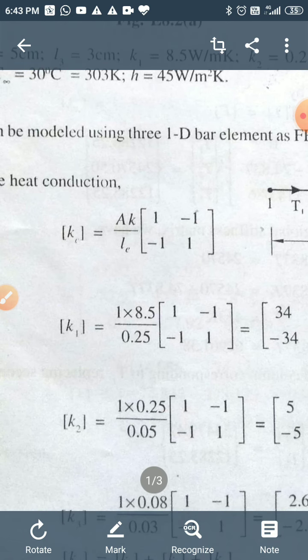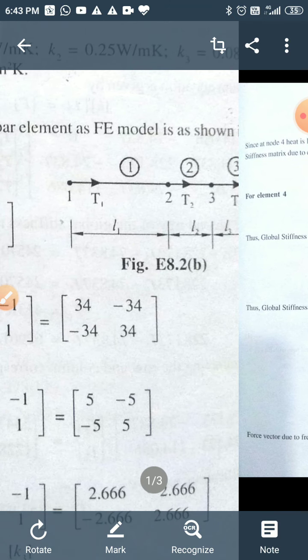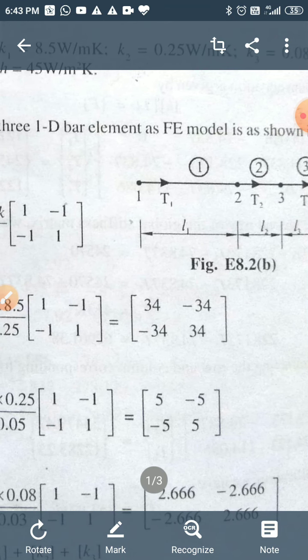So these values we are going to consider in the above equation. That is, Kc means thermal conductivity of the first element becomes, A is equal to 1, that is unique. K is 8.5 divided by 0.25, since 25 centimeter is considered in meter, it becomes 0.25, times the matrix 1 minus 1, minus 1 1. We are going to get the elements as shown below: 34 minus 34, minus 34 34.